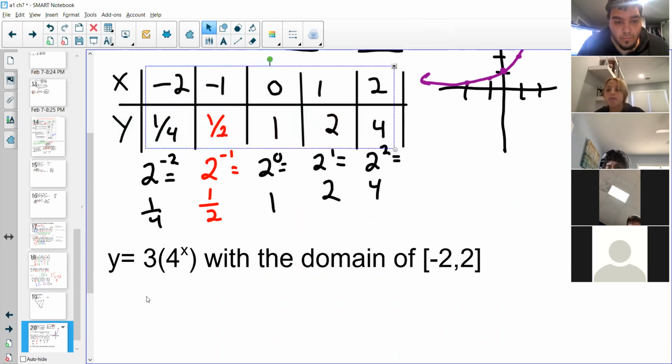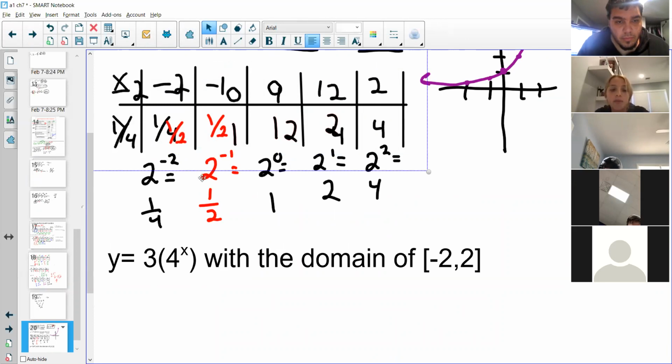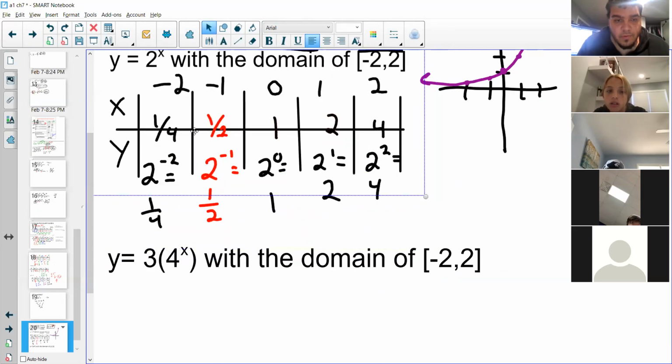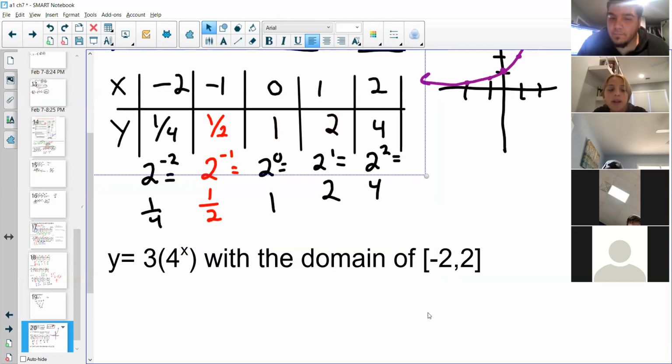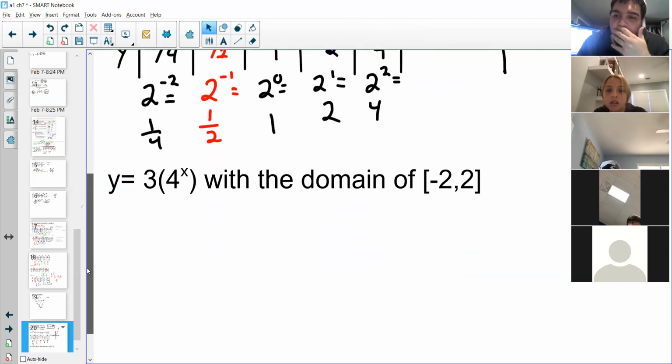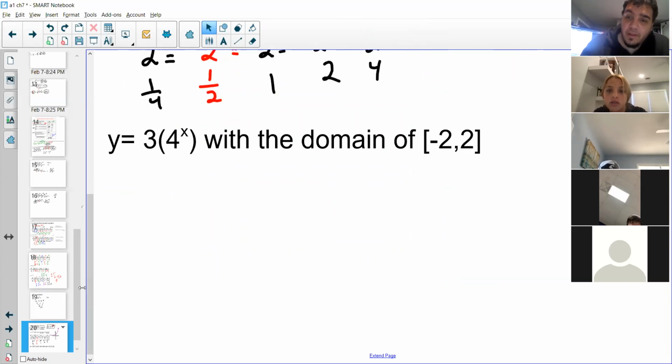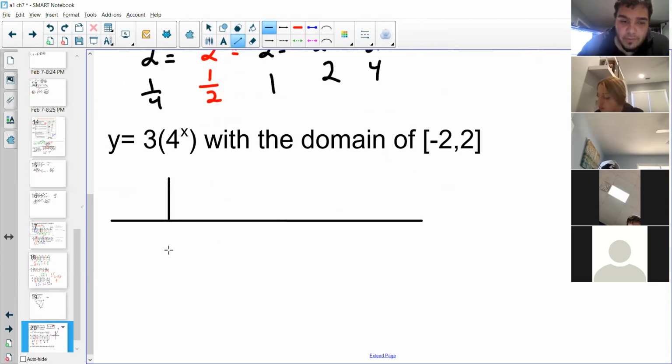So I have a question. Go ahead. So for that, would you multiply 3 times 4 and then do the exponent? Say that again. Like it would be 12 to the x power? Close. You're getting the right idea though. You would do the exponent first, then multiply. So let's do it together. I wanted to do this one together, and then I'll give you one to practice.